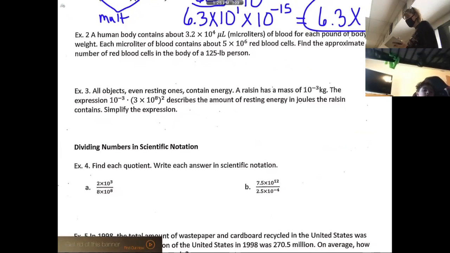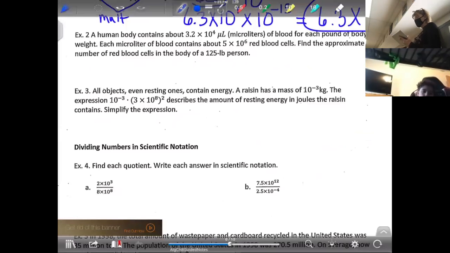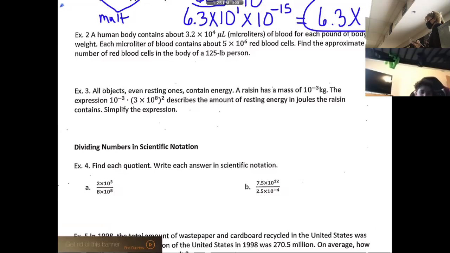All right, so we have a big guy here. A human body contains about 3.2 times 10 to the 4th microliters of blood for each pound of body weight. Each microliter of blood contains about 5 times 10 to the 6th red blood cells. We need to find the approximate number of red blood cells in the body of a 125-pound person. Whoa, that's a lot of stuff we have to do.